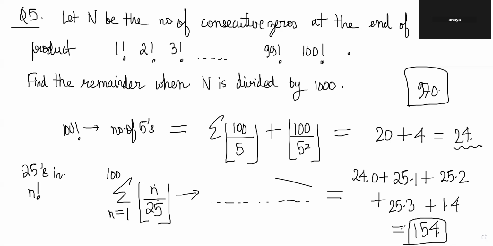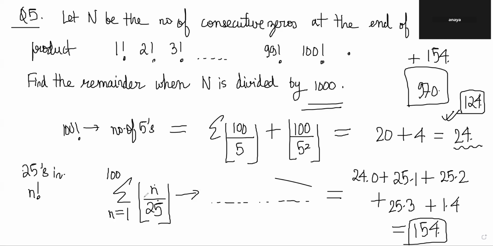So 154. There are 154 powers of 25, which means there are 154 extra powers of 5. You add that to 970, and therefore you will get a number bigger than 1000, and your remainder will be 124.